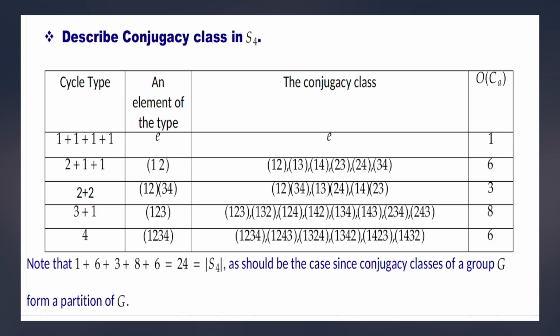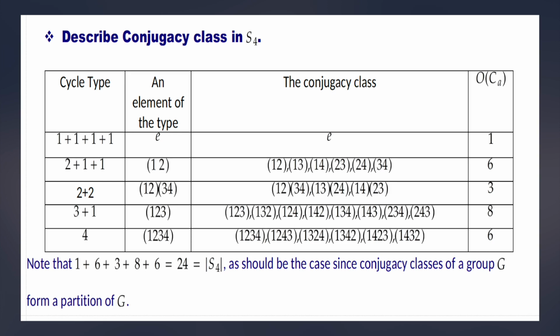Next, the cycle type is 2+2. The element of this type is the product of the cycles (1 2)(3 4). The conjugacy class consists of the products (1 2)(3 4), (1 3)(2 4), and (1 4)(2 3). Here we have only 3 elements. So, the order of C(a) is 3.